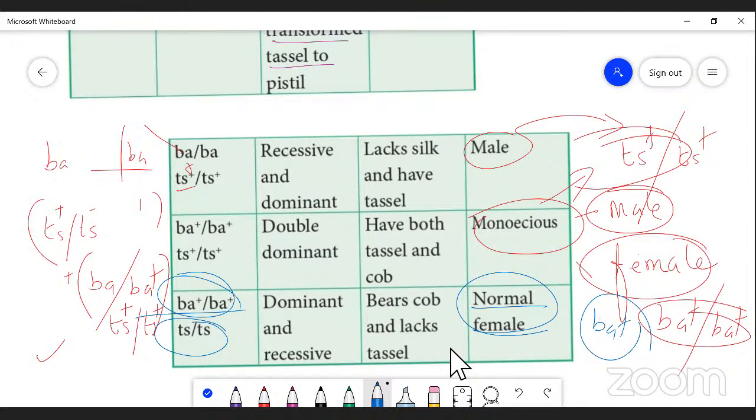Instead of ba plus, the dominant allele ts, tarsal, if it is present, is going to determine maleness. So that is the difference between maleness and females, right? This is called simply sex determination in plants. I repeat once again, there are two different alleles, dominant and recessive. We're talking about the dominant allele ba plus. It is an allele that determines femaleness.